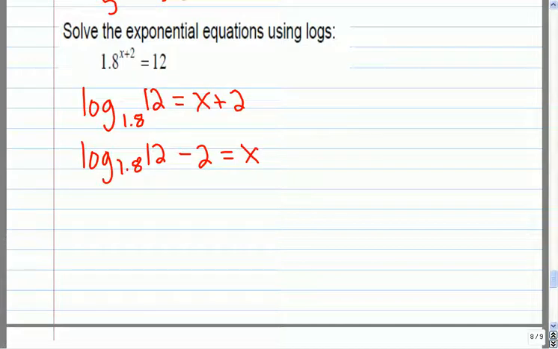That means the value for x is log 12 over log 1.8, minus 2. So 2.28 rounded to 2 decimal places. Why is mine 2.23? Oh, 2.23, yeah. It's because I need glasses. That's why. It is a 3. I rounded up the 7 instead of the 2.